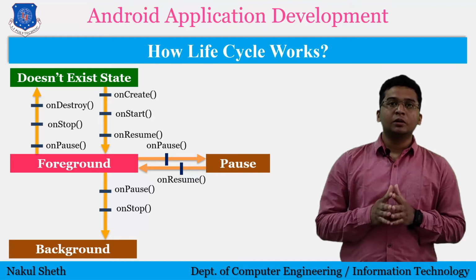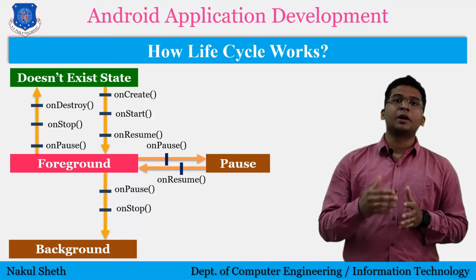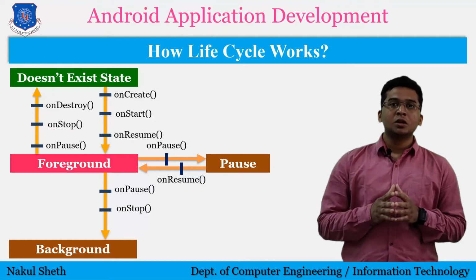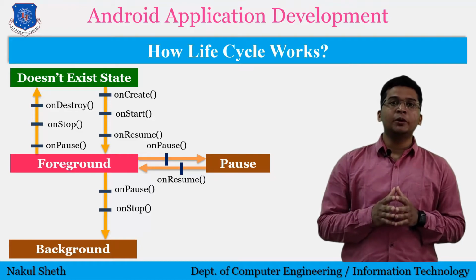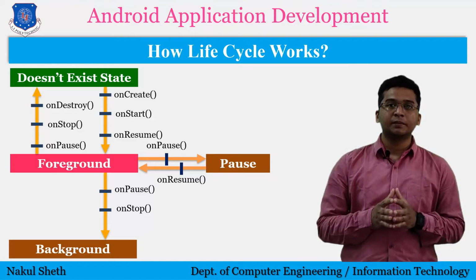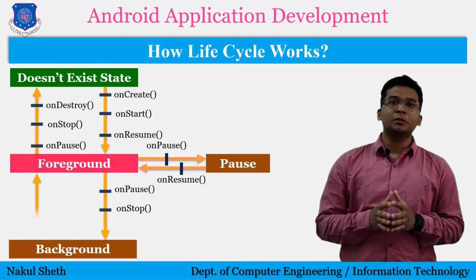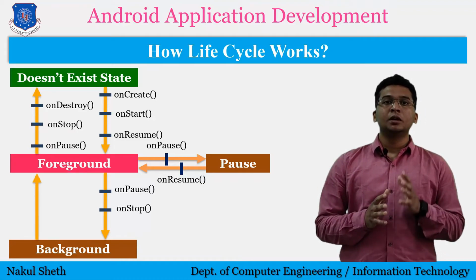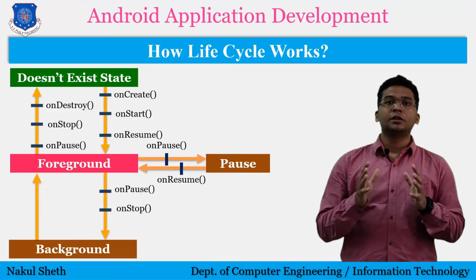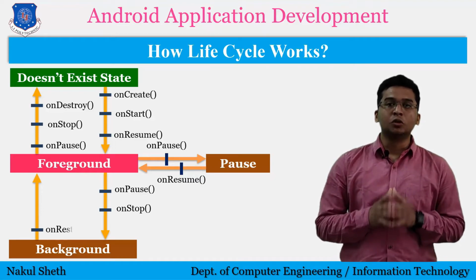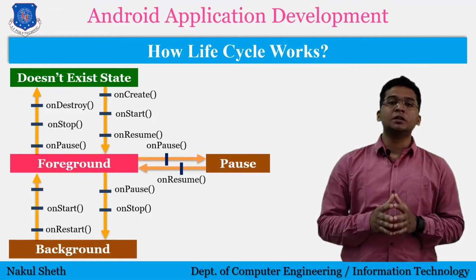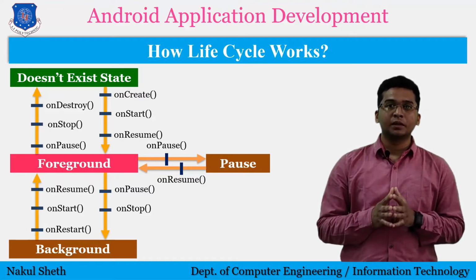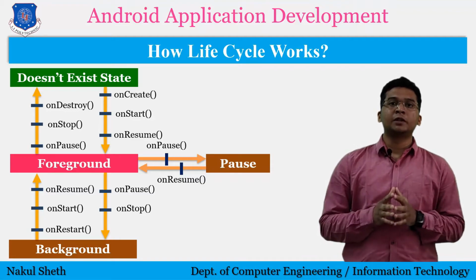Now let us talk about when an activity comes from background to foreground state. So, if you open your application from recent tabs, then your activity comes from background state to foreground state, and the system is going to invoke three different methods. Those are onRestart, onStart, and onResume. So this is all about the lifecycle of an Android activity.